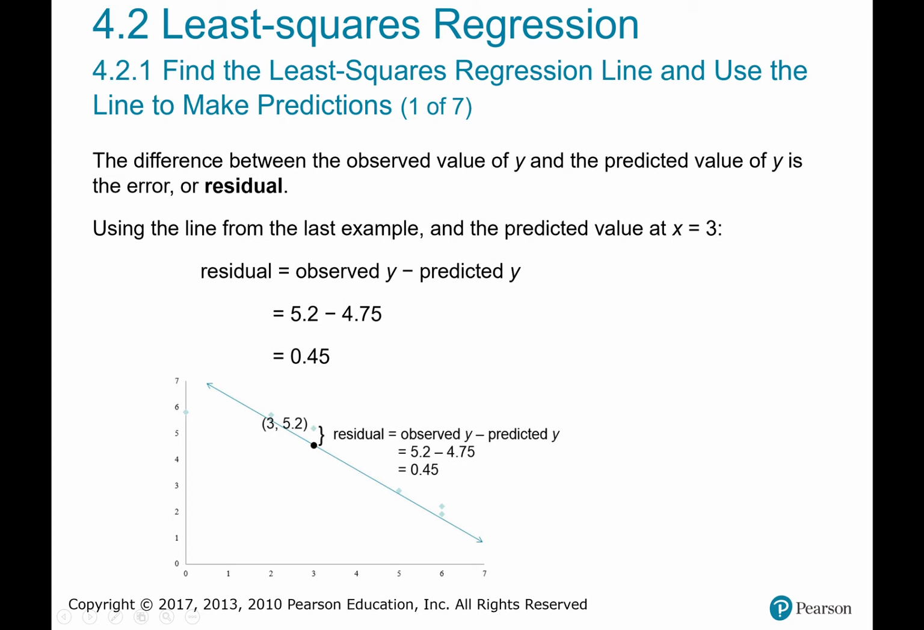The difference between the observed value of y and the predicted value of y is the error, or residual. Using the line from the last example and the predicted value at x equals 3, the residual is equal to the observed y minus the predicted y. So the observed y is 5.2, the predicted is 4.75, so that's 0.45 in total, the distance between them.